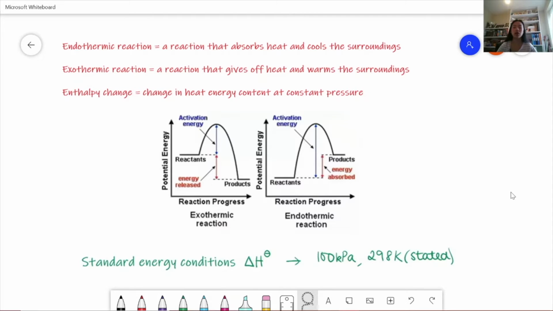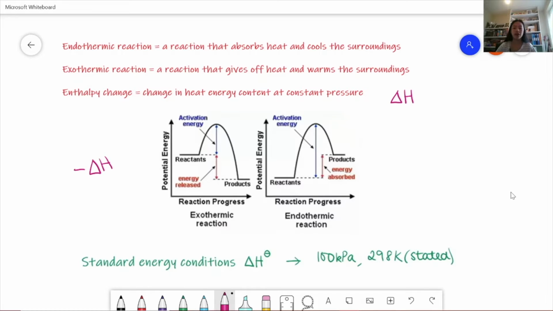These two diagrams are called energy level diagrams. And on the left, we have the exothermic, and on the right, we have the endothermic. So with the exothermic, the reactants start off with more energy than the products. So that's why the energy is released, where the red arrow is. And so we say that the enthalpy change is negative. So enthalpy change we actually denote by writing a delta and capital H. And so this delta H is negative, because the change in heat energy is negative.